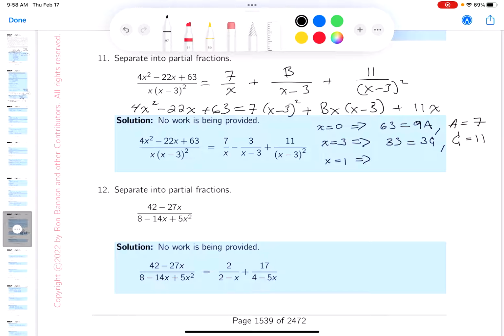You're going to get what? 4 minus 22 plus 63. Let's see, that would give you 45. Let me make sure that's true. Let's see, 41. Yeah, 45. I've got to do the other side. And again, I said 1. So what are you going to get? Well, let's take a look at it.